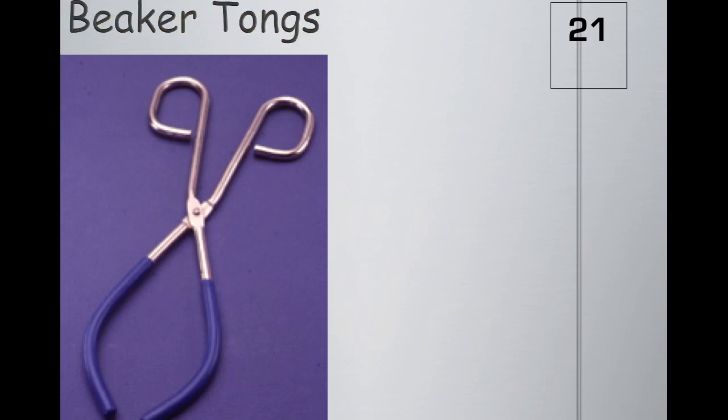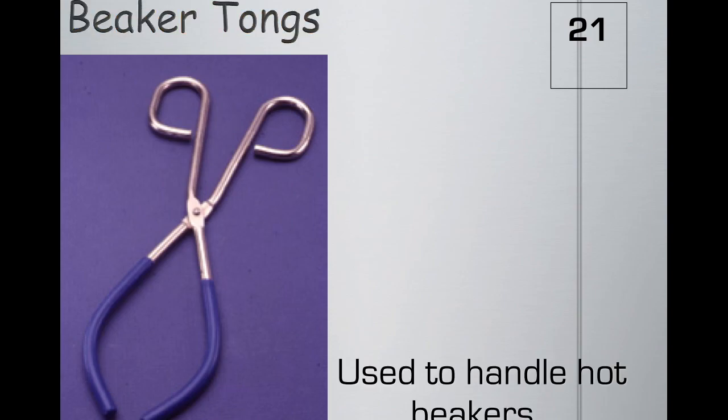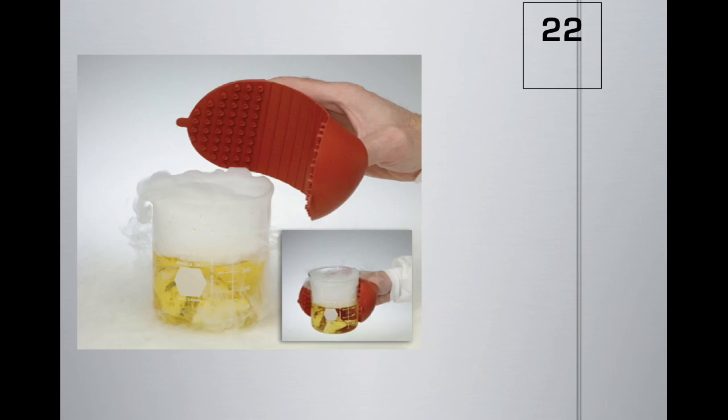These items are called beaker tongs, and they're used to handle hot beakers. So remember, the beaker was that glass-looking cup, and so if it were hot, you would use this in order to pick it up and transfer the beaker.